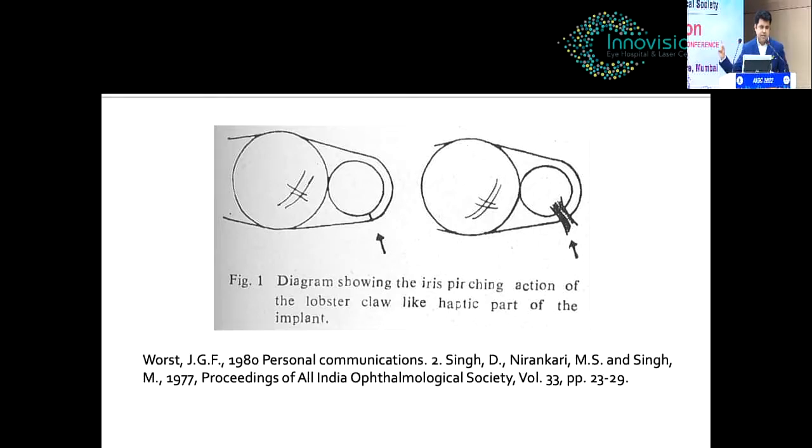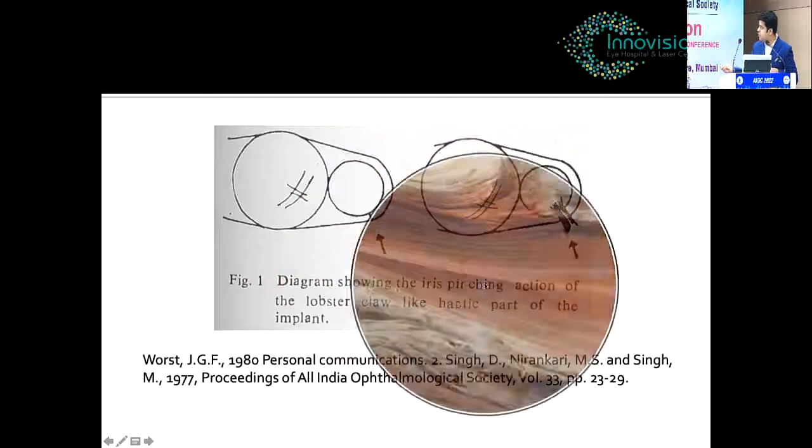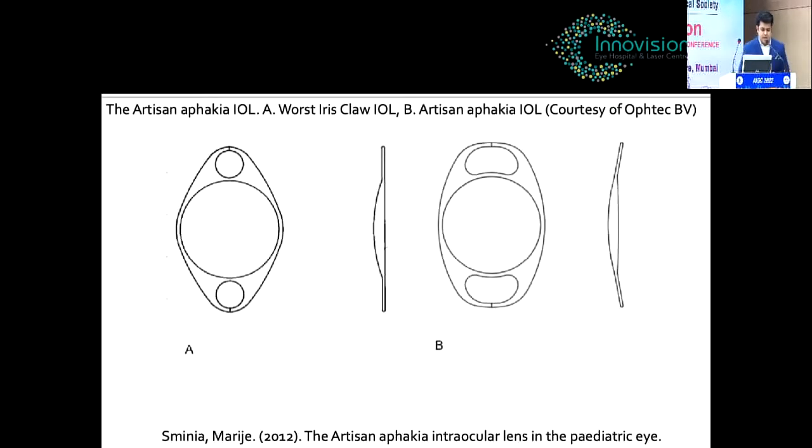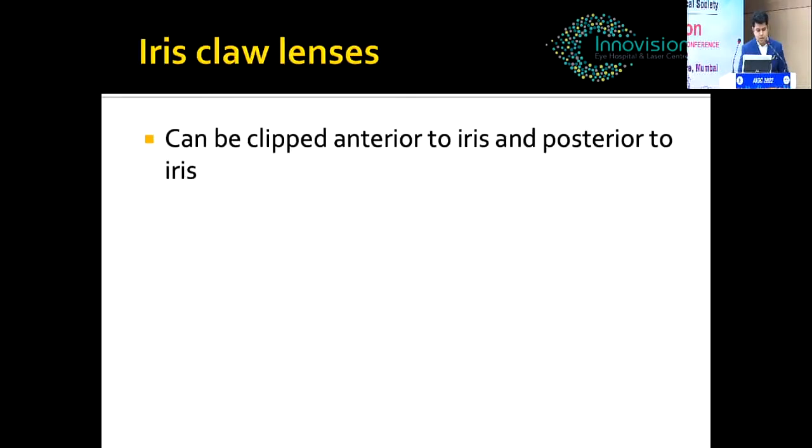If you see the enclavation, it's slightly superior temporal, and it's not temporal. That was probably because in the initial days it was easier, because the side ports were made on a different axis. And the Artisan aphakic IOL, which is not very freely available in India, was one of the FDA approved ones in 1995, I believe.